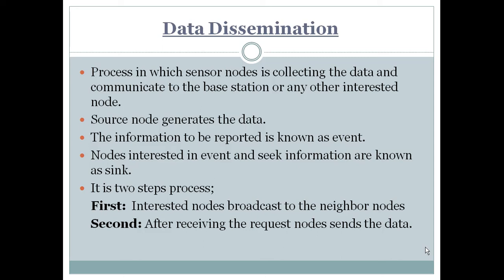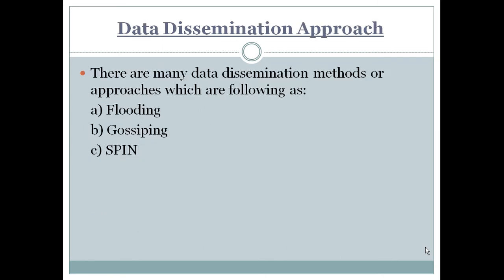In data dissemination, there are various methods through which the data can be transferred, sent, and collected. So let us now have a look at these different approaches of data dissemination or data gathering. There are mainly three types of approaches for performing data dissemination in the wireless sensor network. The first approach is flooding, the second approach is gossiping, and the third approach is called SPIN. Now let's look into all these approaches in detail.